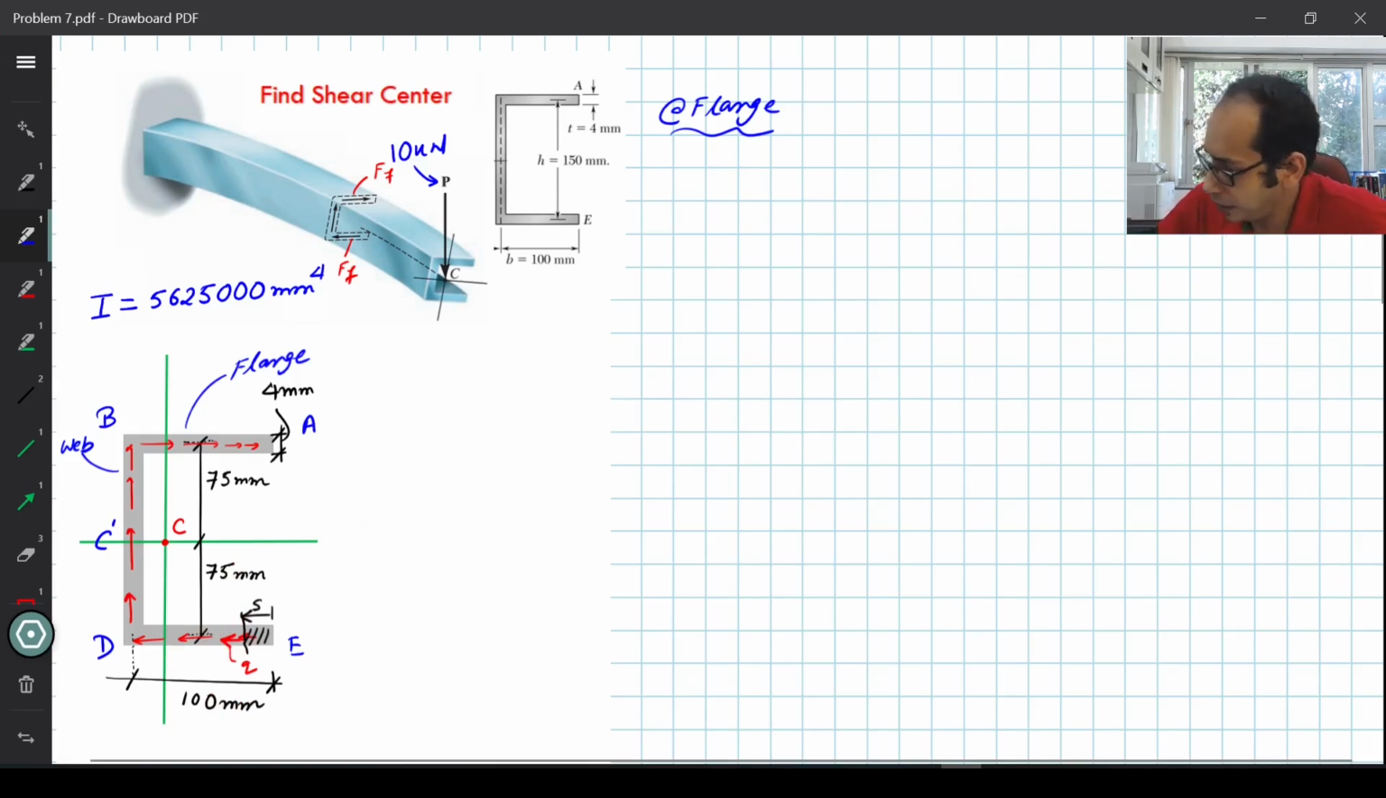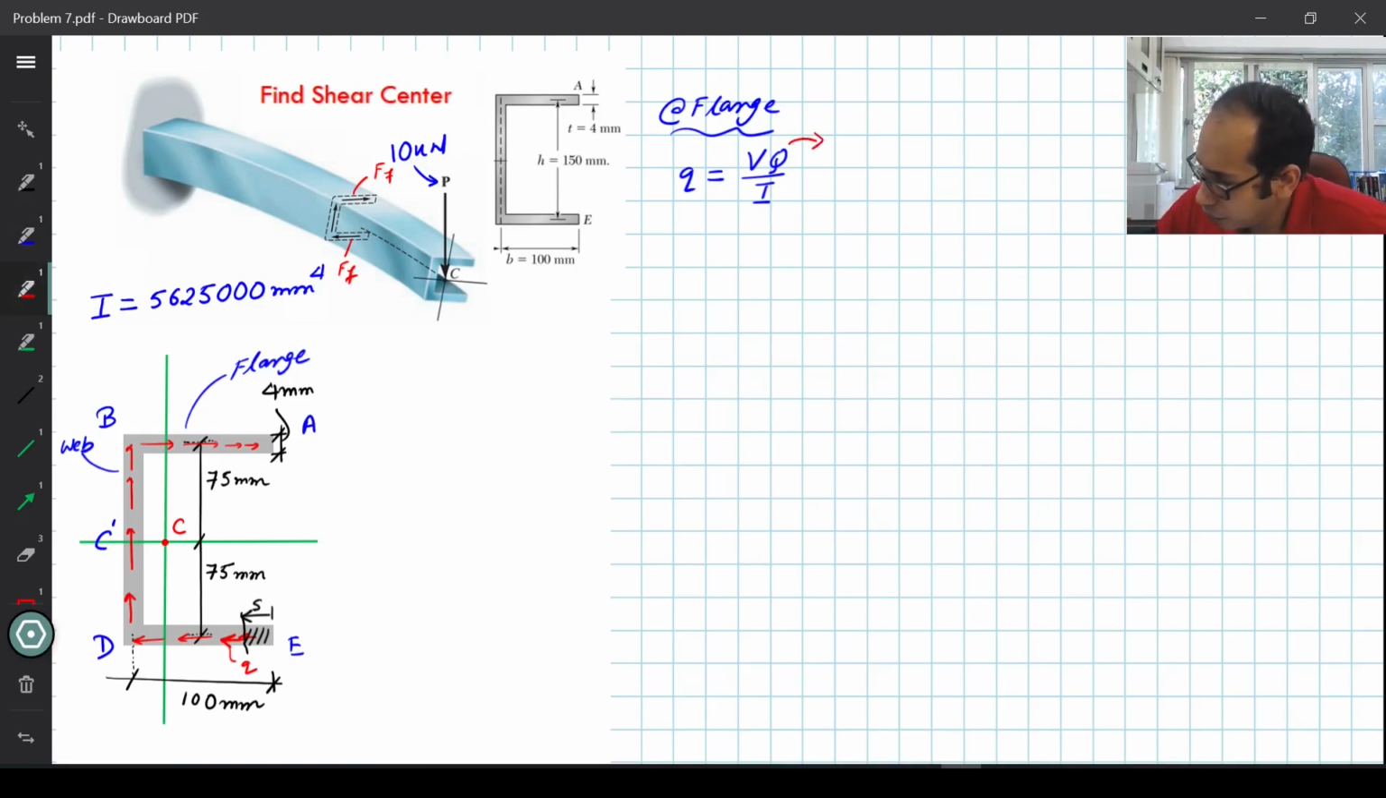here I am writing my small q is V times capital Q divided by I, right? Now V I know is 10 kilonewton, which is given in the problem. This is the shear force acting. I is also given in this one. So the question is to calculate the Q over here, as we always do.